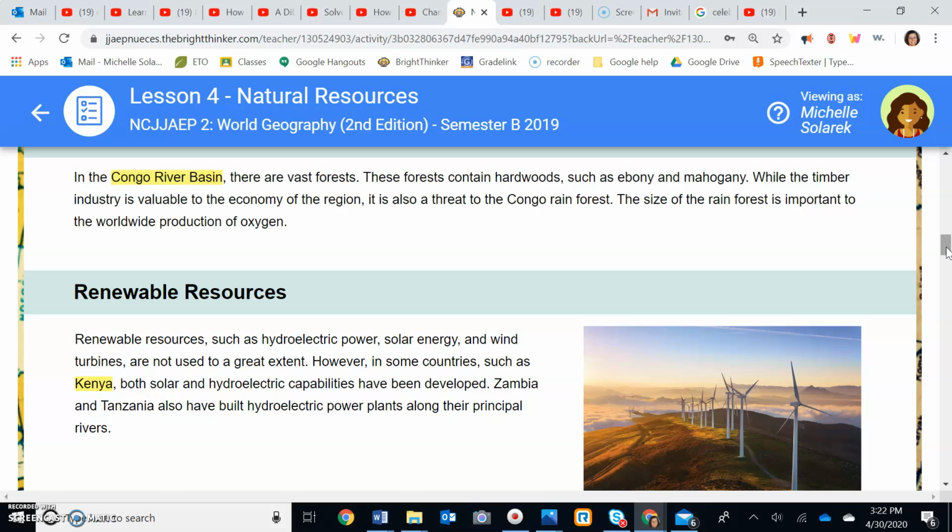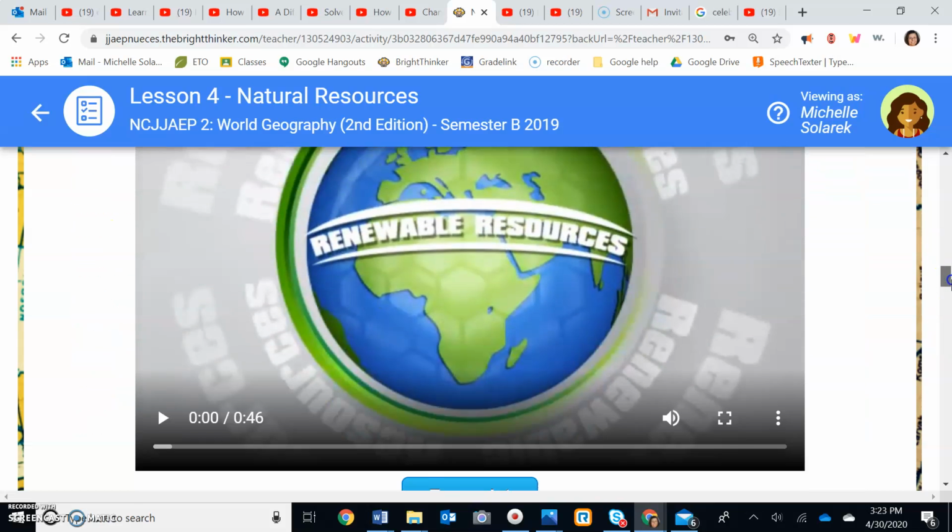Right now, Africa is not using that much in regards to renewable resources. They're starting to work on it, especially hydroelectric power, solar power, and wind turbines. There are some countries that use both solar and hydroelectric. What would be one of those countries? And the answer would be Kenya. Kenya uses both solar and hydroelectric. We see that Zambia and Tanzania do have hydroelectric power plants, but my question is an example of a country that has solar and hydroelectric. So they're using sun and water. And so that's Kenya.